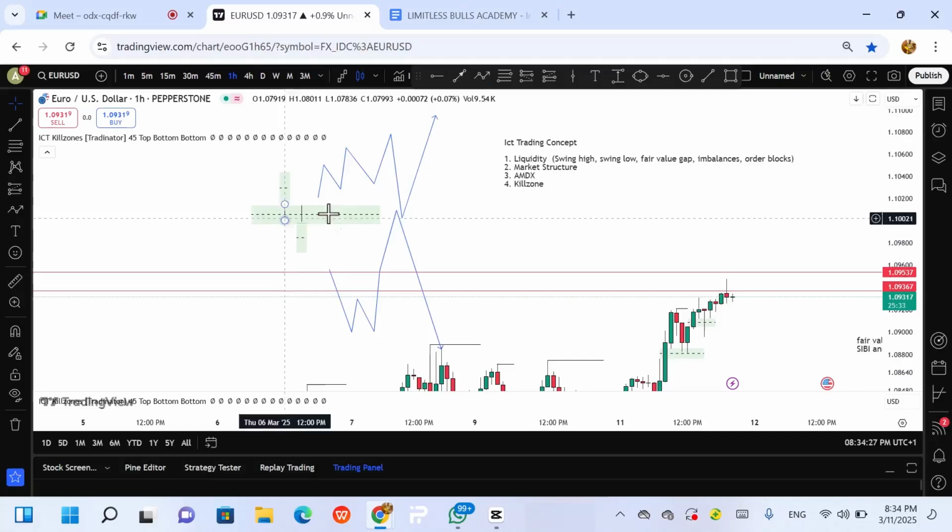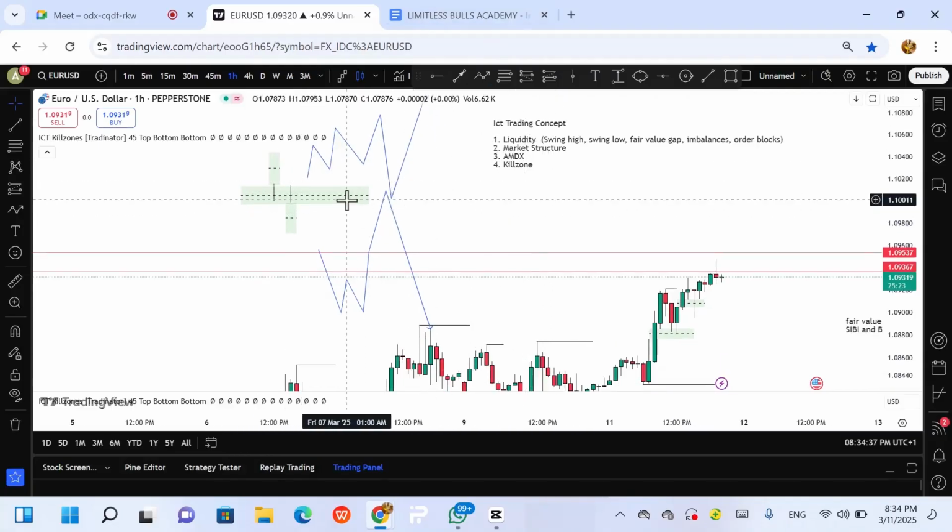So this is a volume imbalance. You can take note of this. I don't know if it was in the manual, but take note of it. I've shown you volume imbalance and gap imbalance. So the next one is the order block.